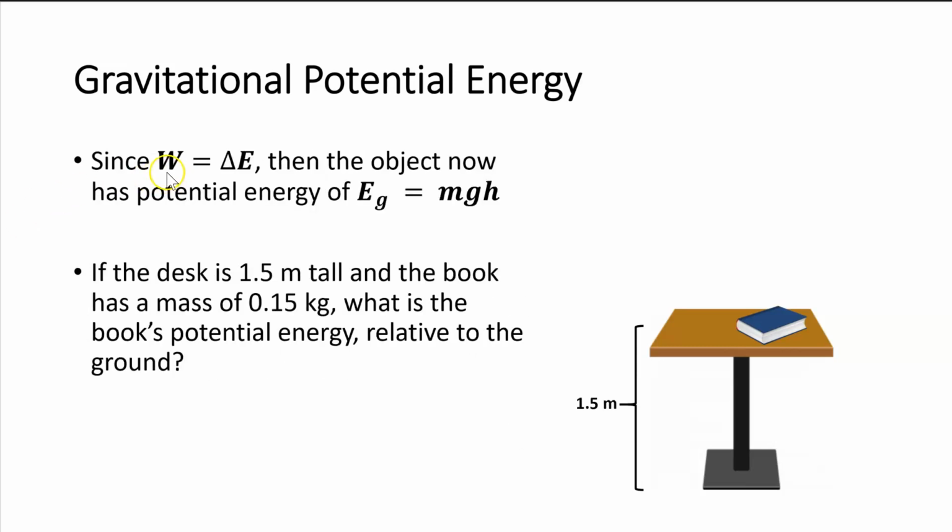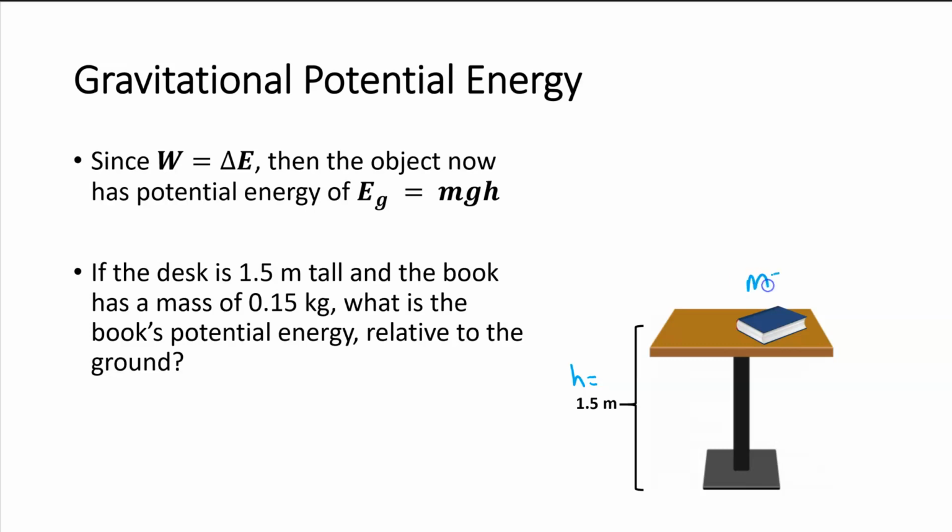So we did work on an object, and that changed the object's energy. How much work did we do? We did m times g times h amount of work on an object, and that's why the object now has a potential energy equivalent to m times g times h. Let's look at some numbers here. Let's say the desk has a height of 1.5 meters. So it's 1.5 meters tall, the desk has a height of 1.5 meters, or that's the height that the book is now at when it's on top of the desk.